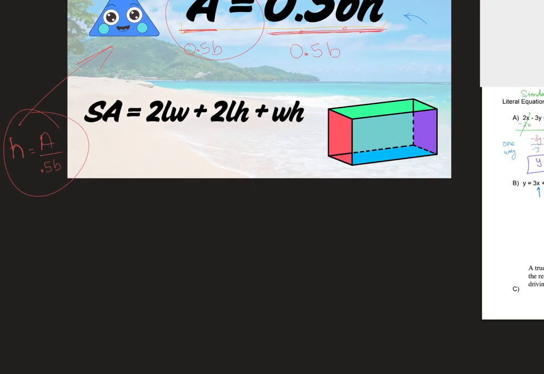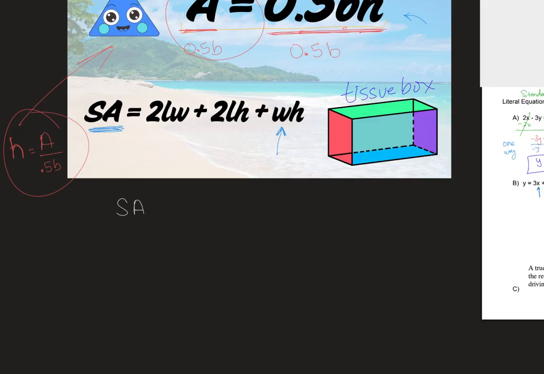This is surface area of a rectangular prism. What's a rectangular prism? Think of a tissue box. Tissue box, shoe box, basically a box is a rectangular prism. What if I said, all right, I don't want to find the surface area of a rectangular prism. I would like to find the width of the rectangular prism. I want you to solve this thing for the width. Okay, I'll do it. So here's what I'm going to do first.